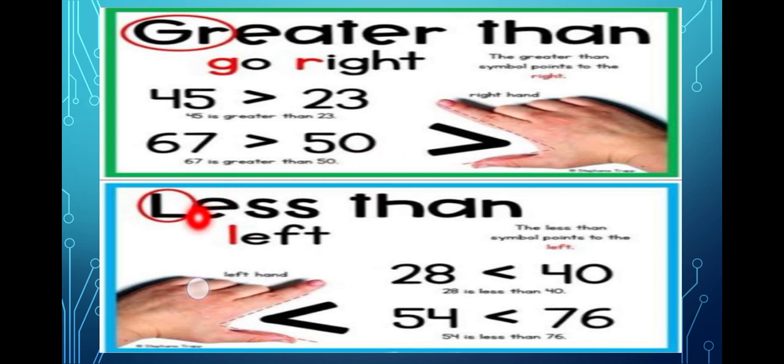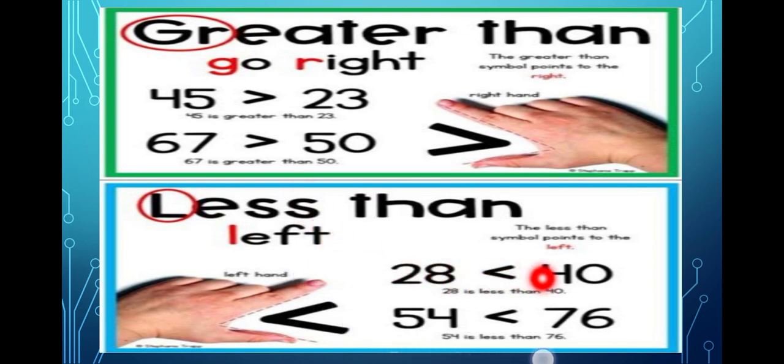In the same way, this one is also a 2-digit number, so you have to see the tens place. This is 6 and this is 5. In this case also, 6 is greater than 5. So, 67 is greater than 50.